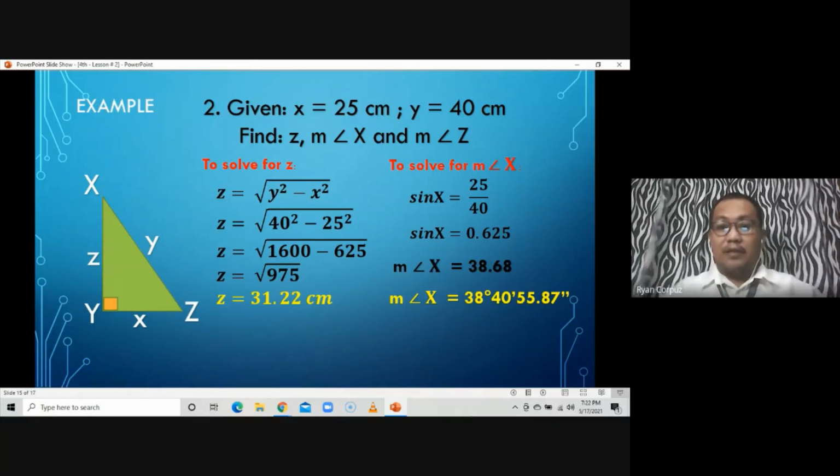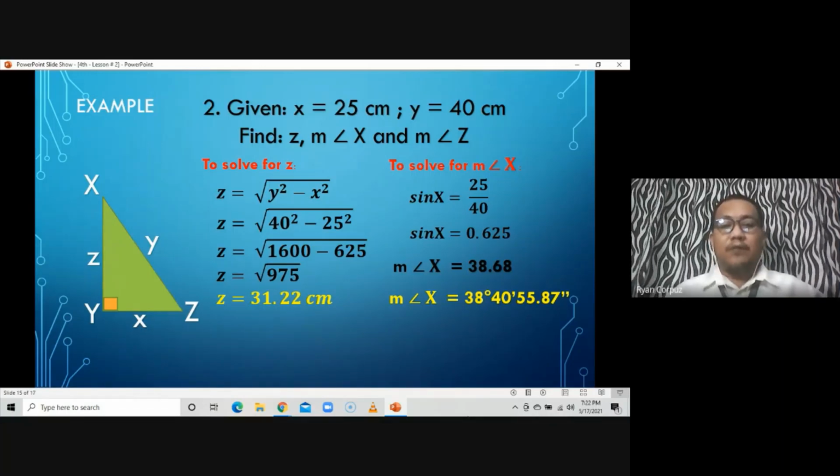So, ginagamit natin yon if the measure of the angle is not exact. Usually kapag ang measure ng angle ay decimals, yung whole number doon, ayun yung degrees niya. Pero for you to be specific, kung gusto makuha yung exact measure of the angle, pindutin mo yung DMS, so you'll come up with 38 degrees, 40 minutes, and 55.87 seconds. So that would be the measure of angle x. So did you get that?